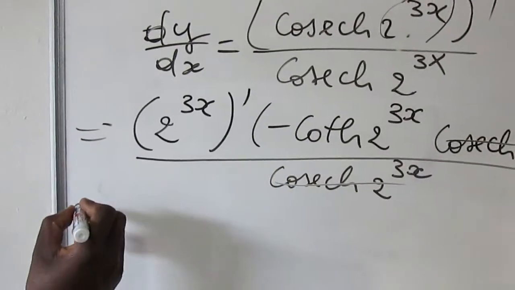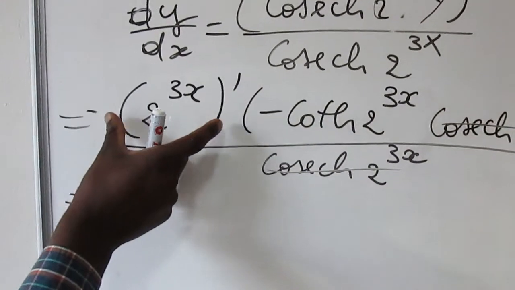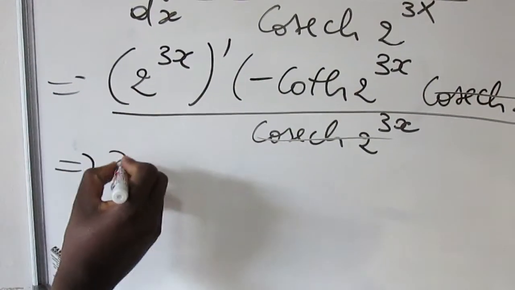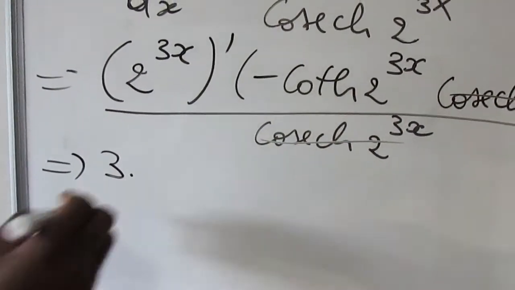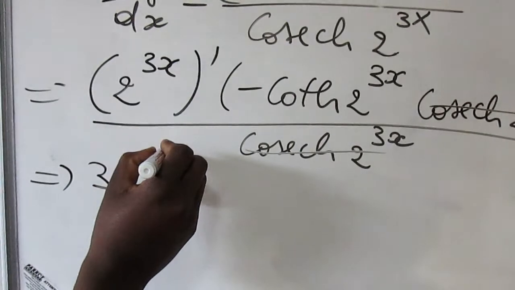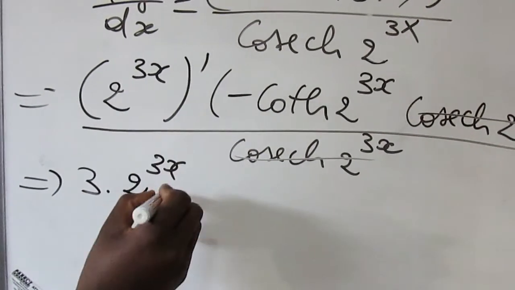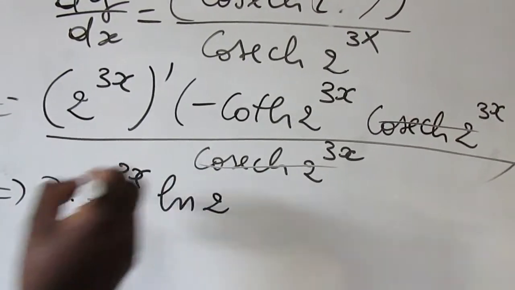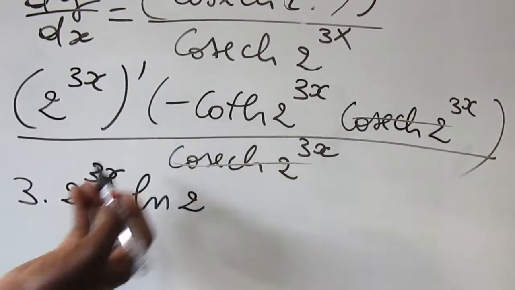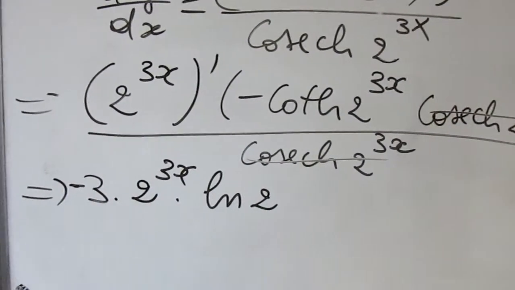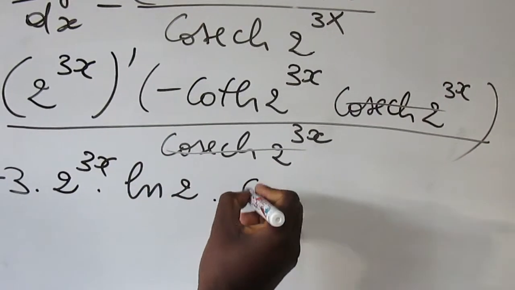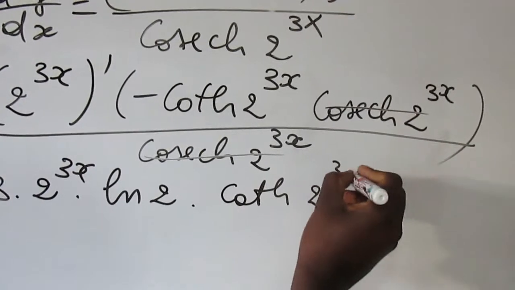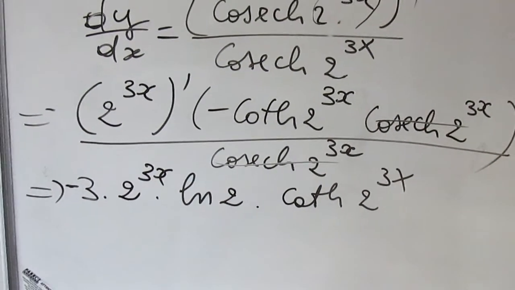So now here, what is remaining here? When we derive this, we take the 3x down, we derive the 3x, which is going to give us 3, okay. Then we multiply by 2 to the power 3x, then multiply by what? By ln of what? Of 2. Then we have a minus here, we can put it in front here, okay. Times cot of what? Of 2 to the power 3x, okay.